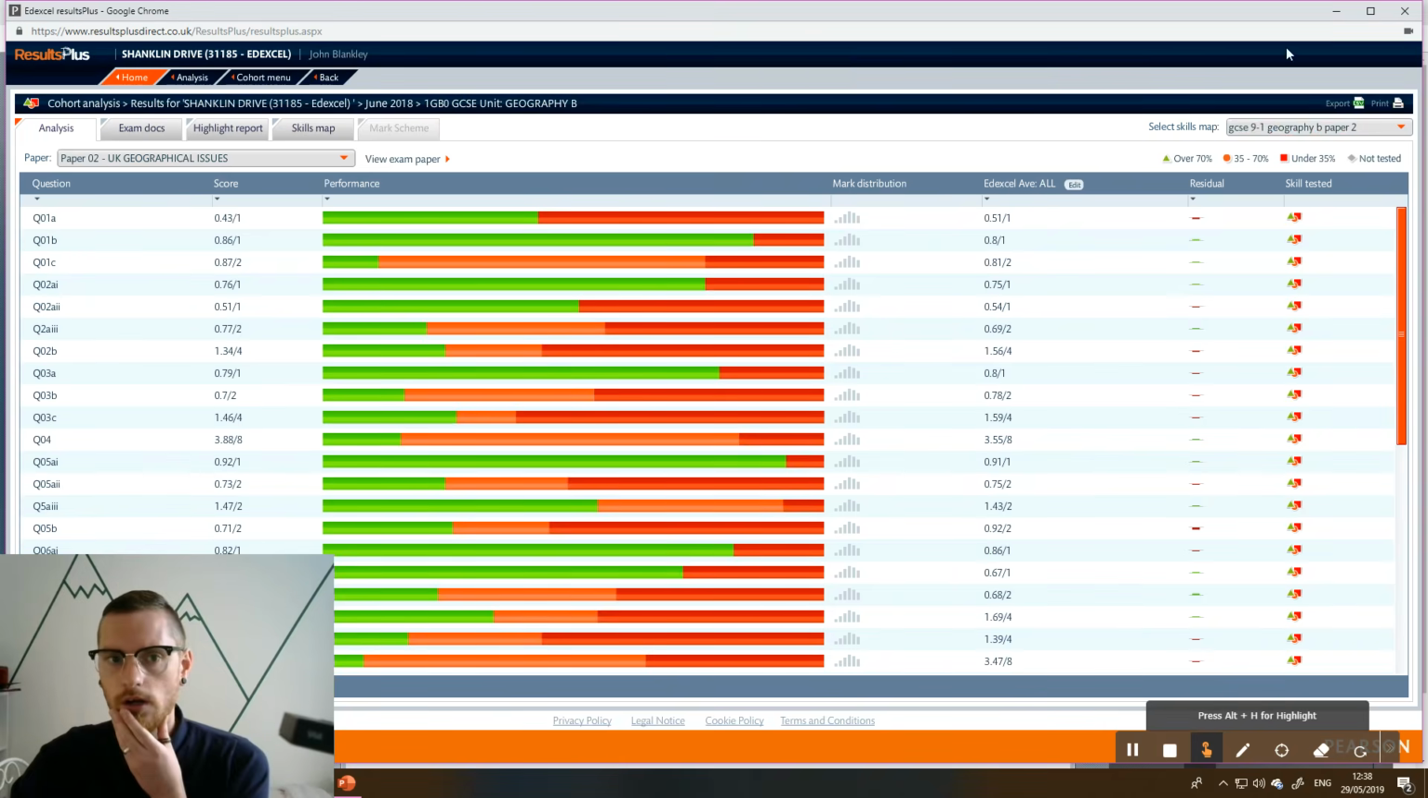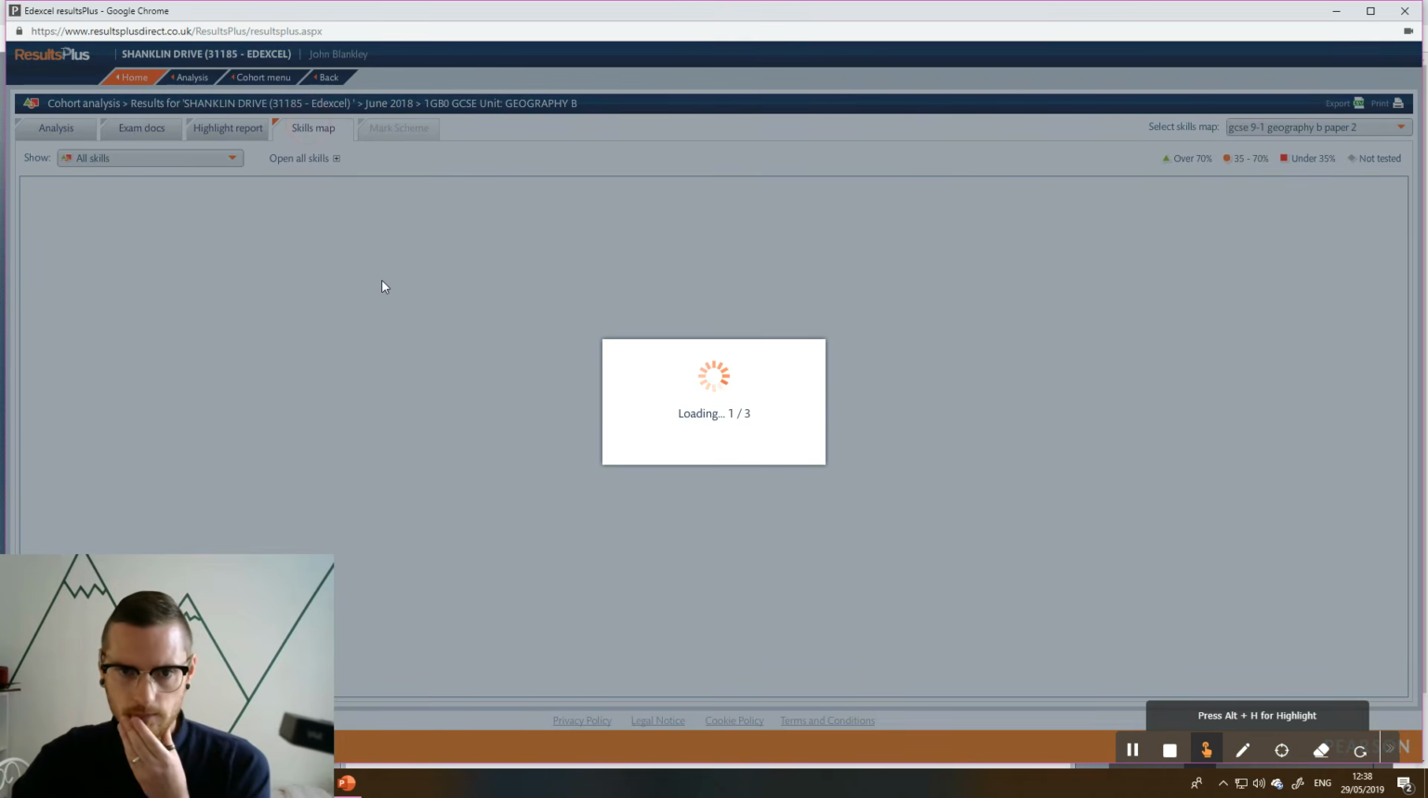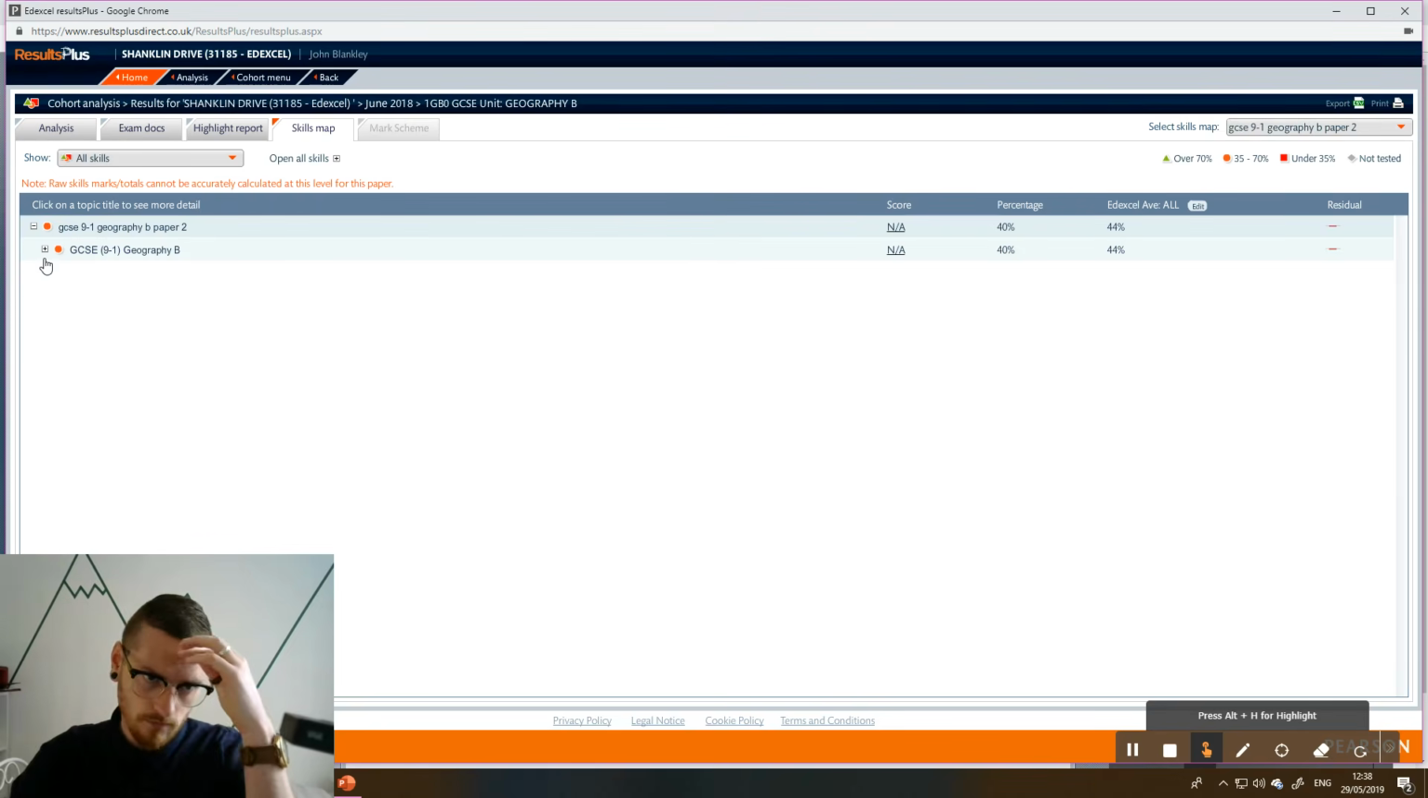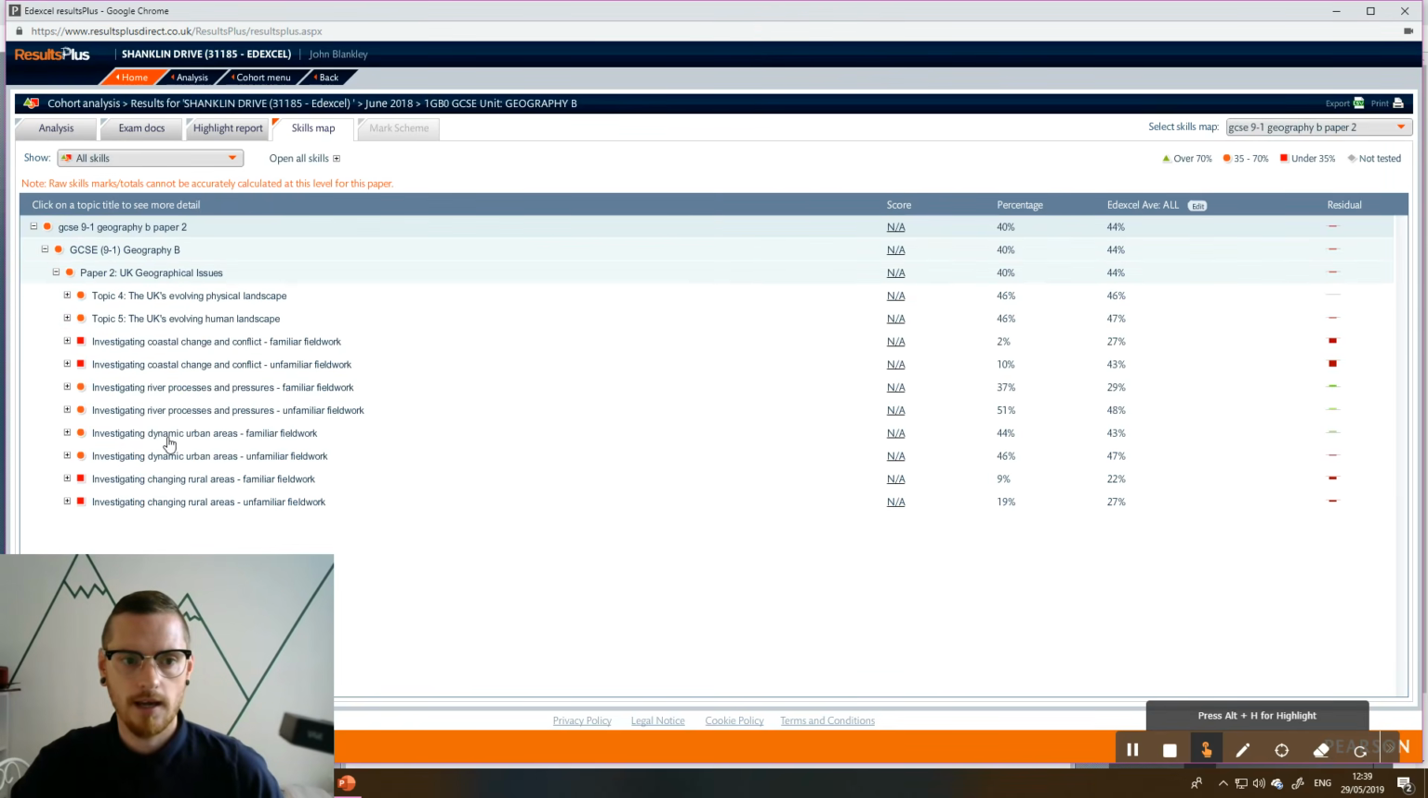Okay. Now, I can then break this down into the different sections. And if I click on here and I go to rivers, you can see over here that, I'll just circle it here, it says that the Edexcel average was 29% for rivers. Okay, so on average, that's how well people did on that section. My point here is that fieldwork, we did above national average, but not by much.